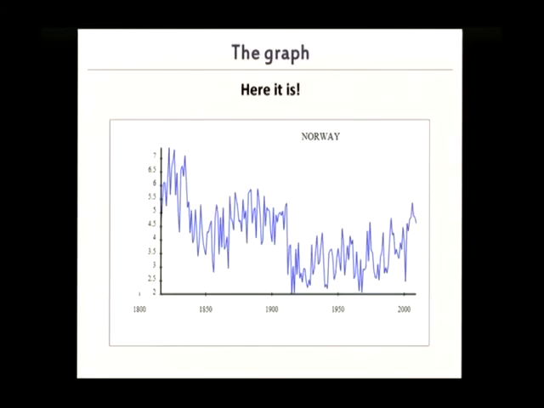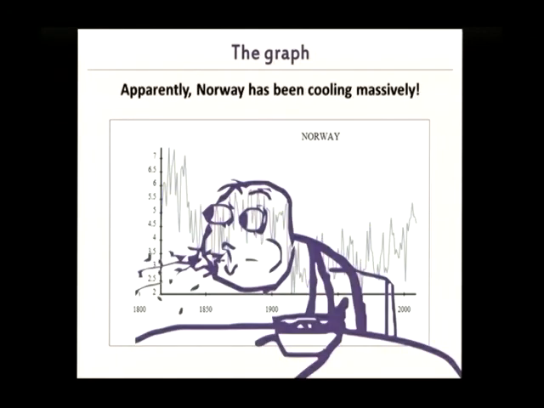Okay, so when I do this one, I get a graph like this. This is the graph of mean temperatures of all the stations in Norway over the years. And I looked at this and I'm like, my word, it's getting colder and colder in Norway. Of course, the data is not actually very legit. Okay, and you might wonder why it is.